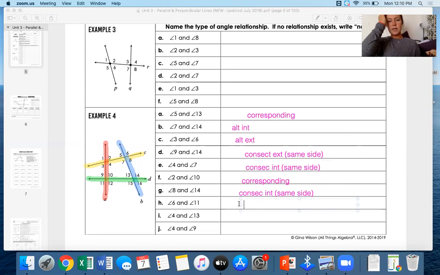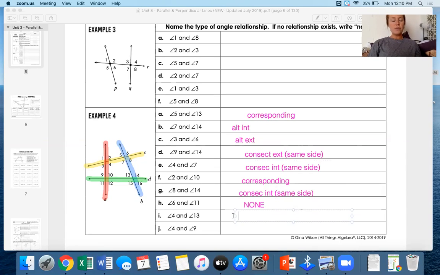Then we have 6 and 11. So the biggest thing we want to do, and which I've kind of been pointing out here, is notice what transversal they're both on. In order to be on the same transversal, they're going to have to touch the same color. 6 and 11 are never going to touch the same color because 6 is on the blue and the yellow, and 11 is on the red and the green. Therefore, this will never work. So it's none, because they have to be on the same transversal for something to work.